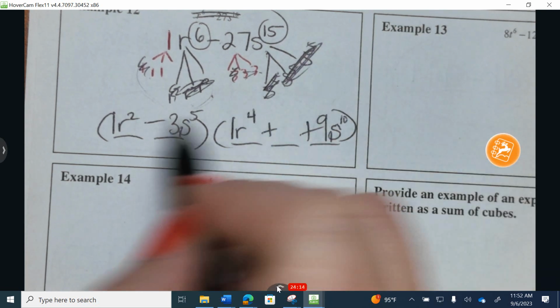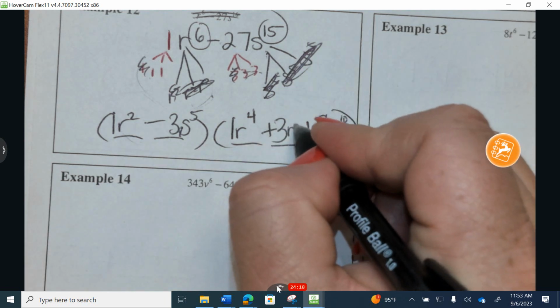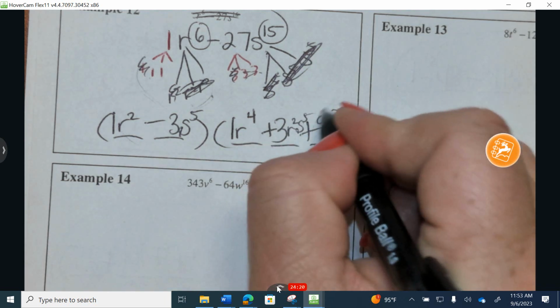And then the middle part here, we just multiply. 3 times 1 is 3. R's and s's aren't the same, so there's 2 r's and 5 s's.